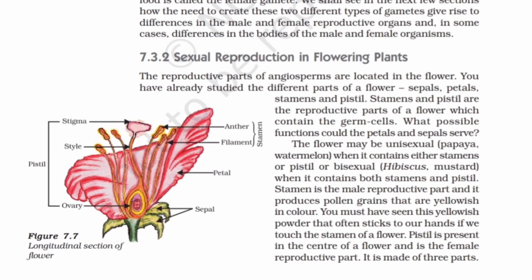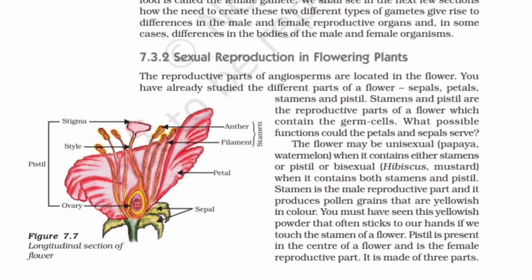Sexual reproduction in flowering plants. The reproductive parts of angiosperms are located in the flower. You have already studied the different parts of a flower: sepals, petals, stamen and pistil. Stamens and pistil are the reproductive parts of the flower which contain the germ cells. What possible functions could petals and sepals serve? The flower may be unisexual (papaya, watermelon) when it contains either stamens or pistil, or bisexual (hibiscus, mustard) when it contains both stamens and pistil.